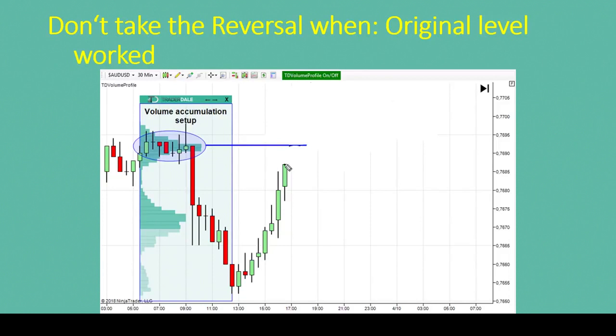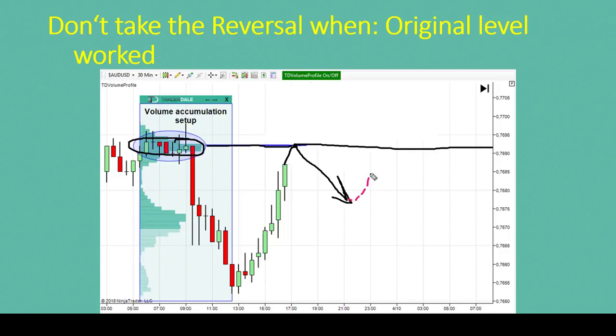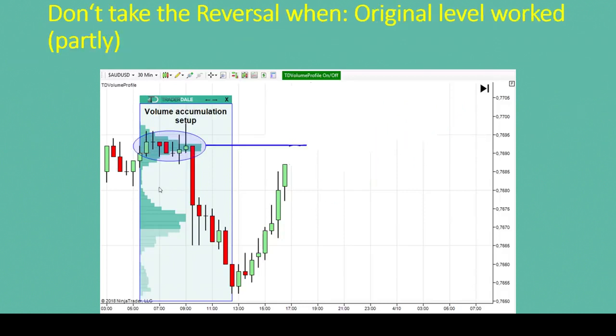Next rule is don't take the reversal when the original level worked. So when there is a reaction to the original level, when the price reacts to it, as it should, then you don't trade a reversal. So if, for example, there is a reaction, then the price makes it past the level, then you don't take the reversal. You don't do it, because the price already made a reaction to the level. Alright? The next rule is pretty similar.